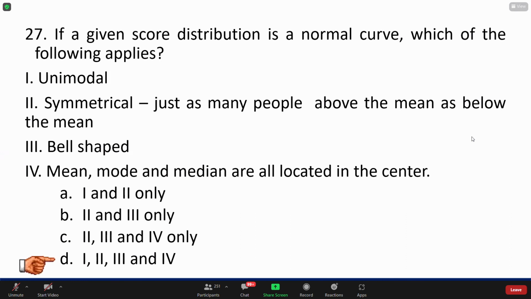Okay? So actually, the answer is 1, 2, 3, and 4. So unimodal, isa lang ang mode. Symmetrical siya. Ibig sabihin, kung ilan yung bilang ng nasa left or below the mean, ganun din yung bilang ng nasa right or above the mean. And then bell-shaped. And at the same time, si mean, si mode, si median, lahat ay nasa center. Always remember that, Edu. Okay? So ang sagot for 27 is 1, 2, 3, and 4.